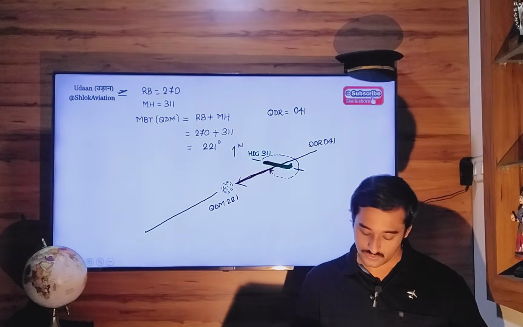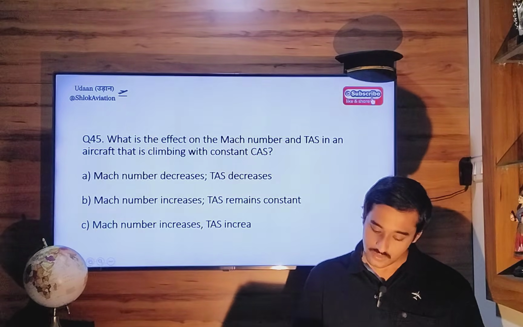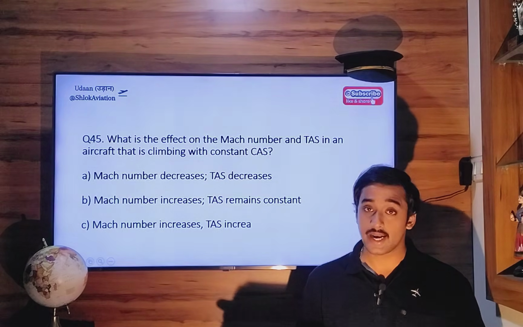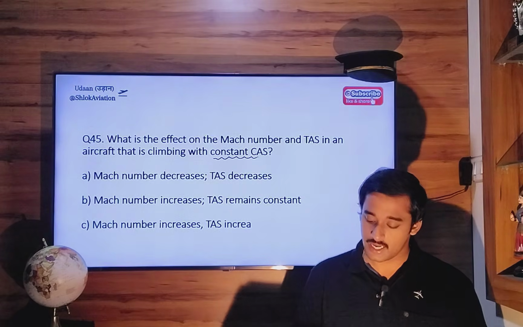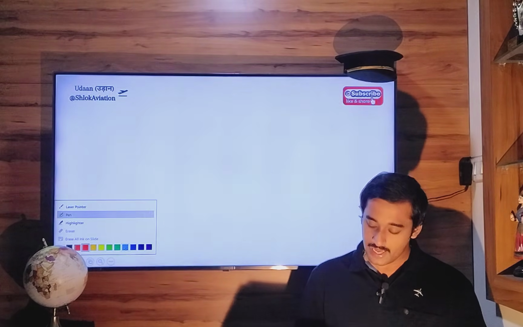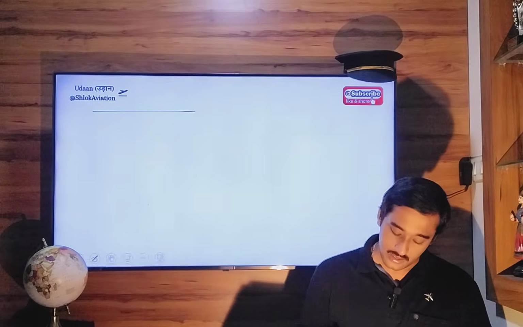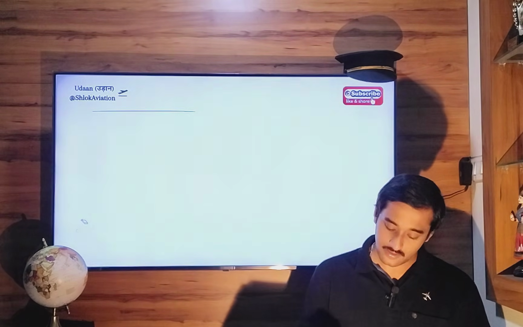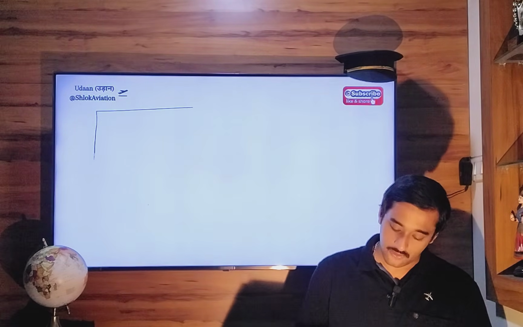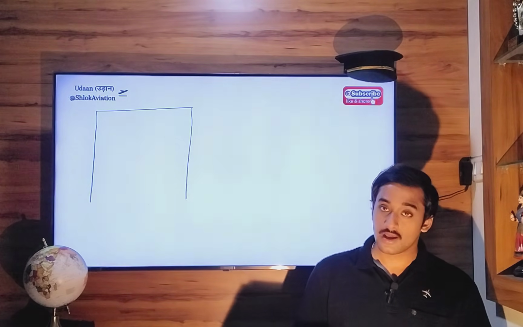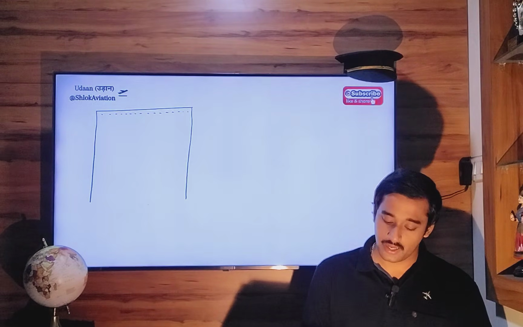Next. What is the effect on Mach number and TAS in an aircraft that is climbing with constant calibrated airspeed? So you're flying at a constant calibrated airspeed. Let's say this is the atmospheric layer in which you are flying. Now in this particular atmospheric layer, what are you going to experience?